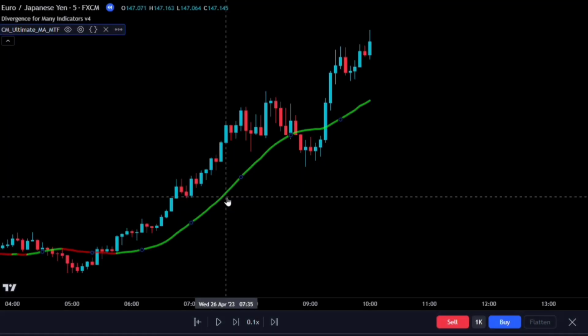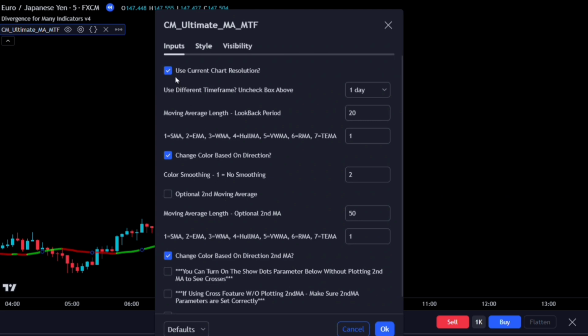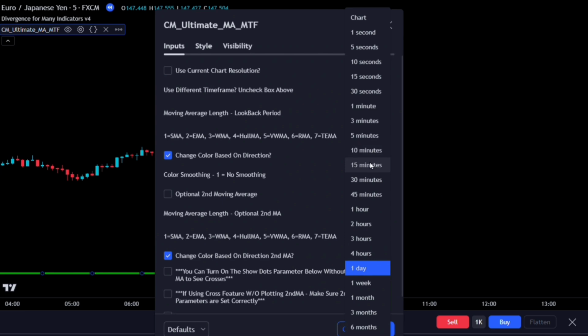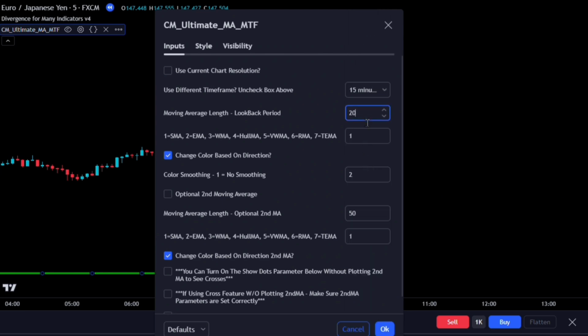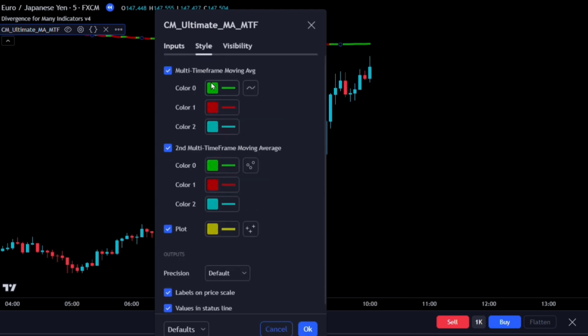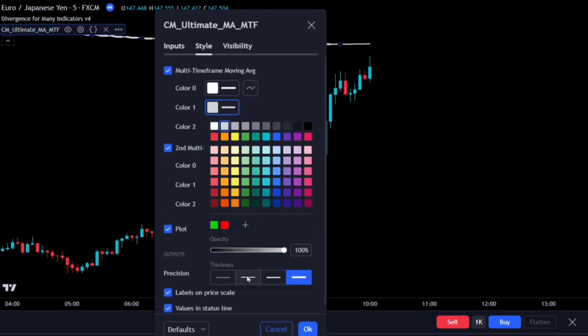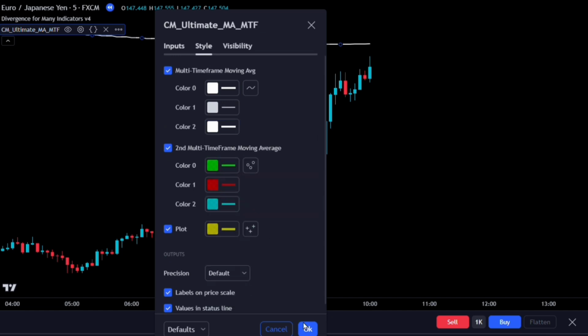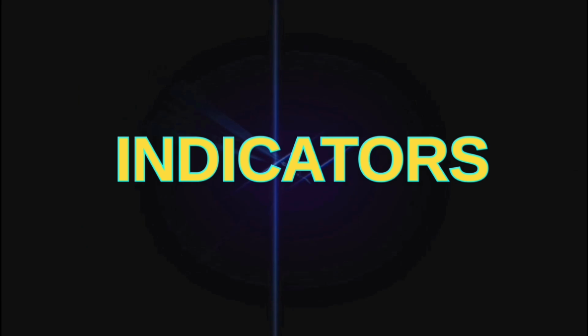Don't worry, we're not gonna get into the nitty-gritty of the settings. All you gotta do is uncheck the first option in the input and change the time frame to 15 minutes with a length of 200. Then move over to the style and change all these to white while increasing its brightness. Simple, right? So, how do we use these indicators to make bank?